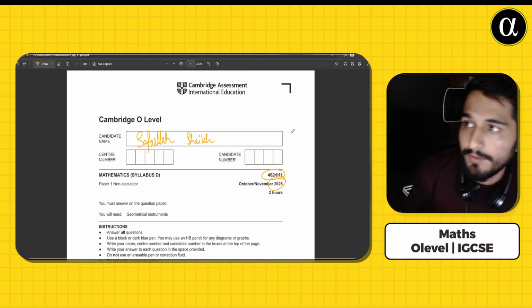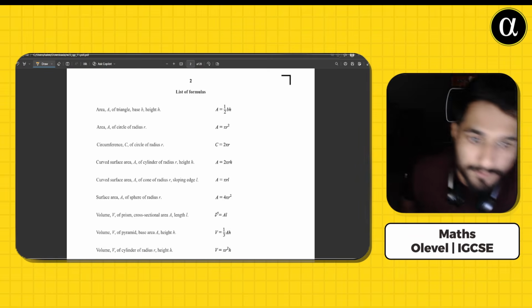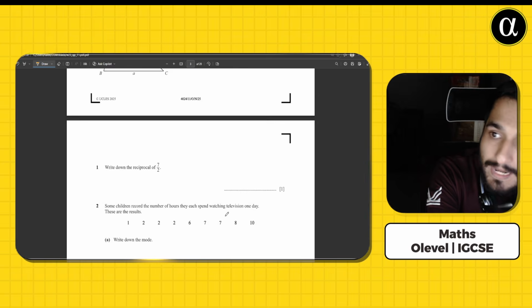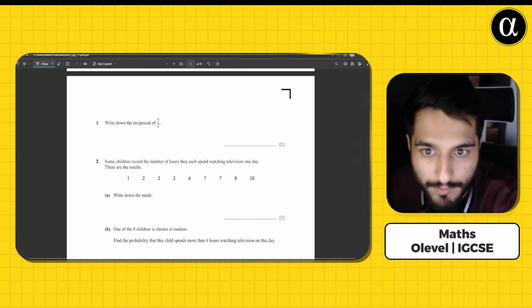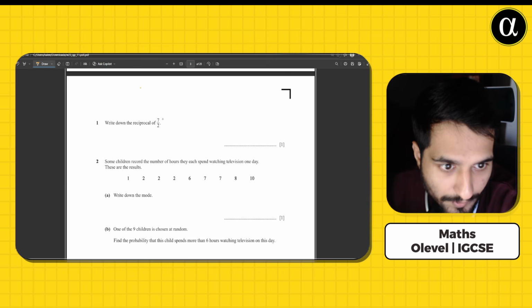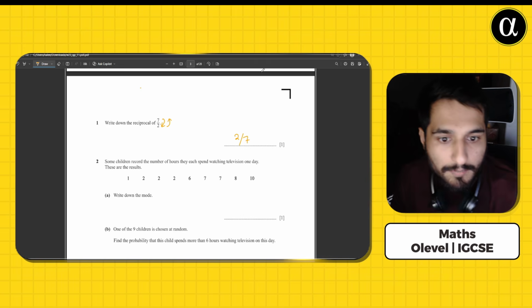Let's start. So we are supposed to cover this paper. This is a non-calculator paper. Let's start with question number one. It says write down the reciprocal of 7 over 2. So for this part, we will just reciprocate the number, flip the numbers, and this turns out to be 2 over 7. All right. Let's move on to the next part.